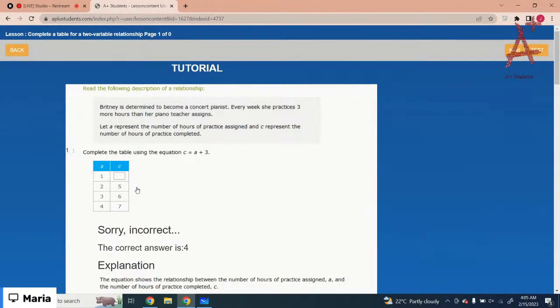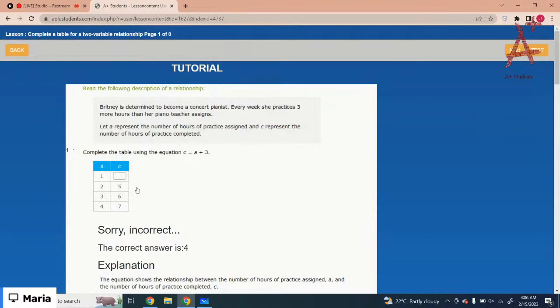Okay, let me read the first question. Just listen to me carefully. Brittany is determined to become a concert pianist. Each week, she practiced three more hours than her piano teacher assigns. Let A represent the number of hours of practice assigned, and C represent the number of hours of practice completed. Complete the table using the equation C equals A plus 3. So you have to find the missing value.